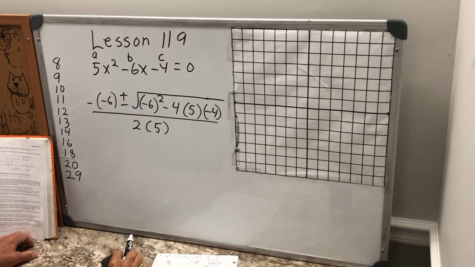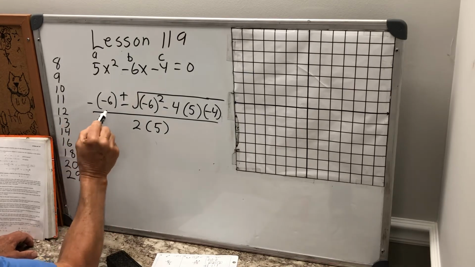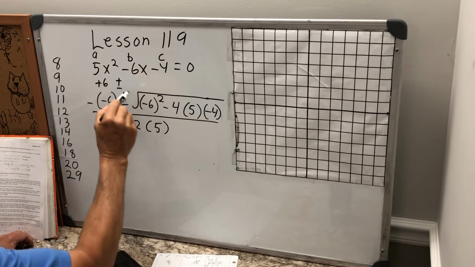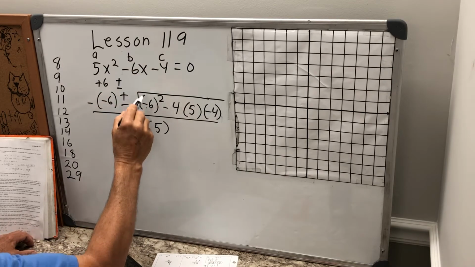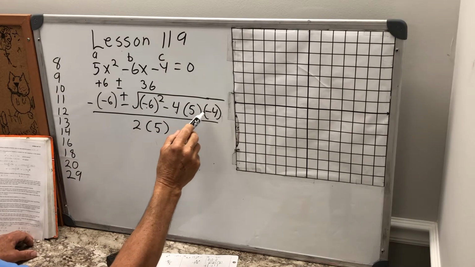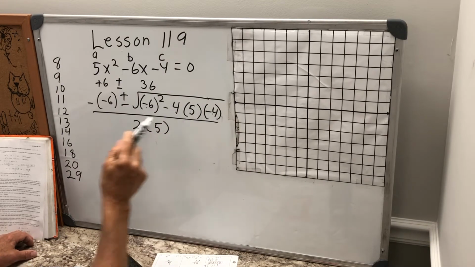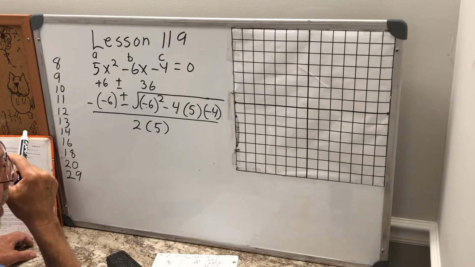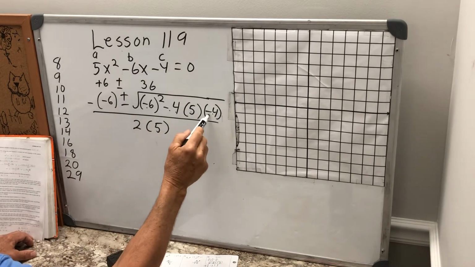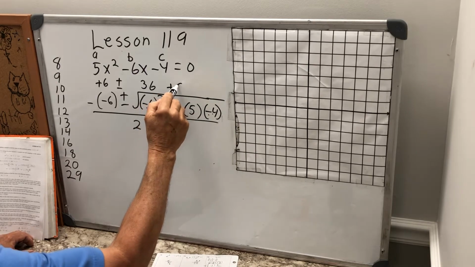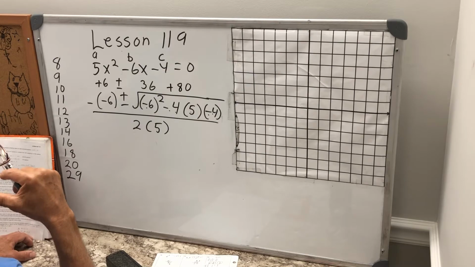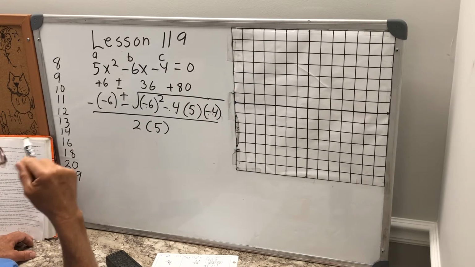Hopefully that becomes routine by now. Opposite of negative 6 is a positive 6, plus or minus. Negative 6 times negative 6 is a 36. 4 times 5 times 4, that is 20. That 20 times 4, that should be 80. And this looks like a positive 80. 80 plus 36 is 116.